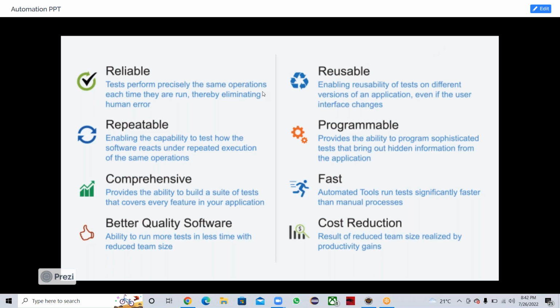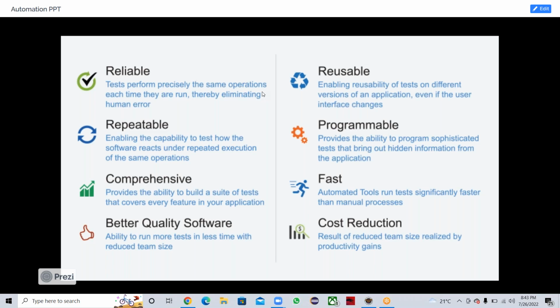Another advantage of automation is comprehensiveness. It provides the ability to build a suite of tests that covers every feature of the application. Once you have a robust automation framework in place, it allows you to cover each and every nook and corner of the application once it is built properly. That makes your life easier, right? Yes or no?